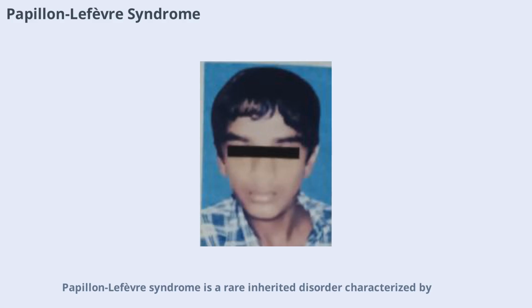Papillon-Lefèvre syndrome is a rare inherited disorder characterized by early-onset periodontitis and hyperkeratosis of the palms and soles. Children with this syndrome often lose their primary teeth by age 3 to 6, and permanent teeth are lost soon after eruption. The syndrome is associated with defective neutrophil function, leading to severe periodontal destruction and early tooth loss.